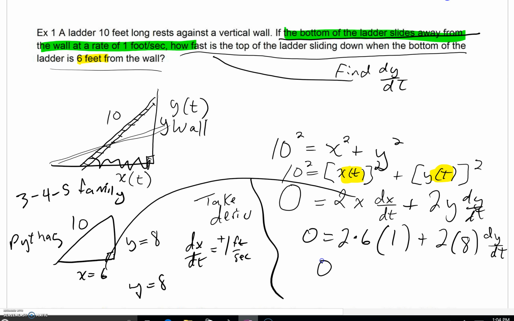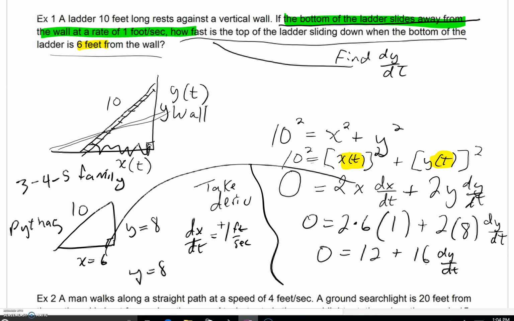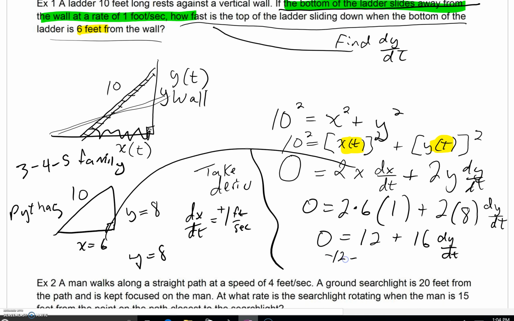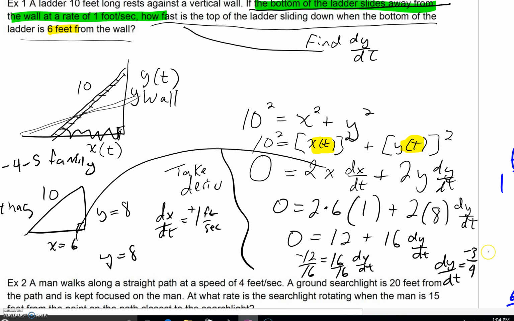But look, regardless of whether you do or don't, here's your 12 plus 16 dy/dt. And tell you what, how about we just go ahead and subtract a 12. And then we divide. And 12 divided by 16, well, you get the idea. We could divide out a 4, I guess, right? And what do we get? Negative 3/4. Hey, we knew already the height was shrinking. My rate of change should be negative. It's negative 3/4 feet per second.